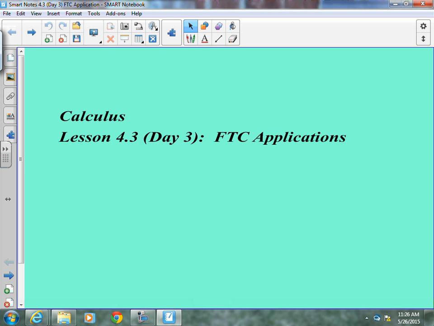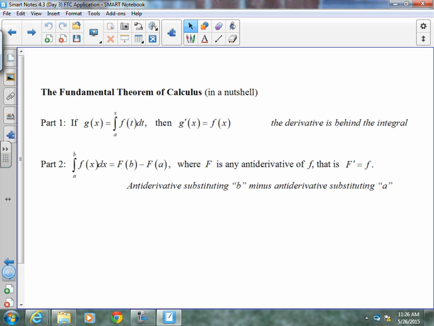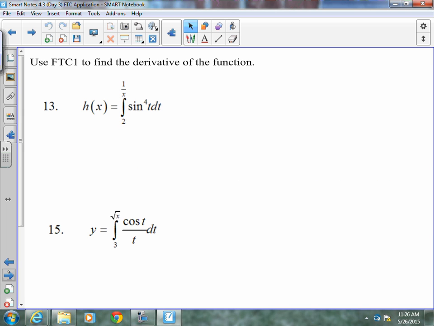Review a little bit of the fundamental theorem of calculus that we've talked about, see it put into action a little bit. So, first, a little reminder what part 1 is, that the derivative is the function with the x value plugged in, and a slight reminder of what part 2 is, anti-derive, plug in b, plug in a. So, use FTC1 to find the derivative of a function.